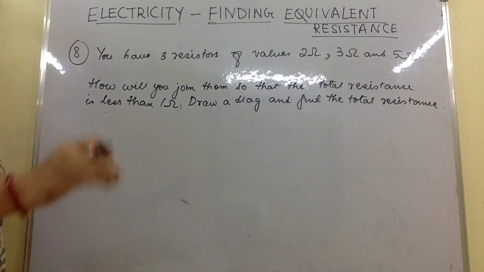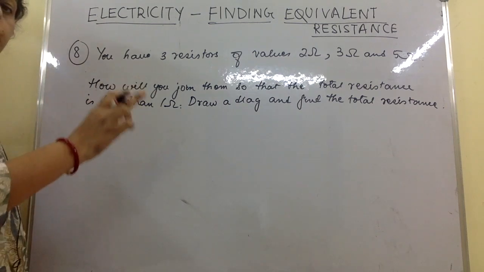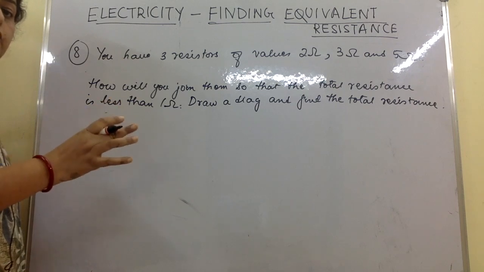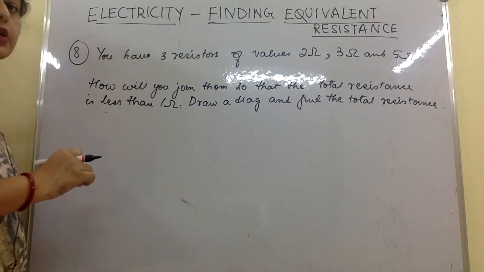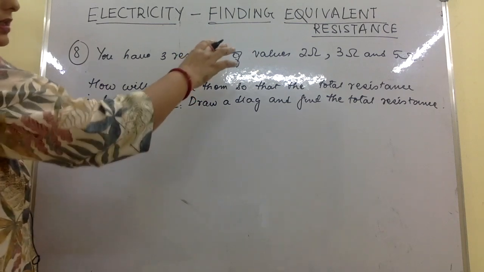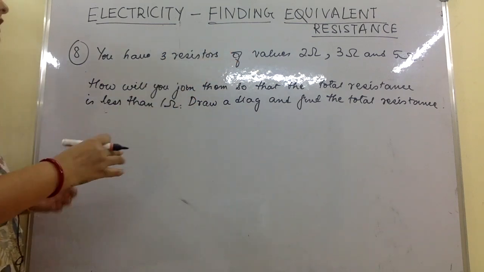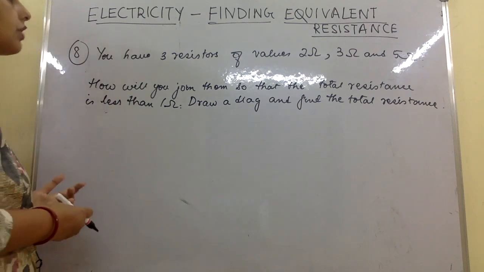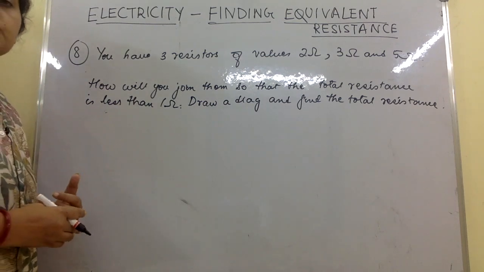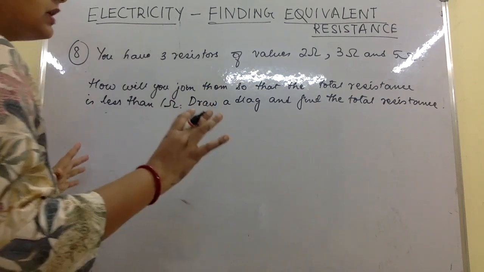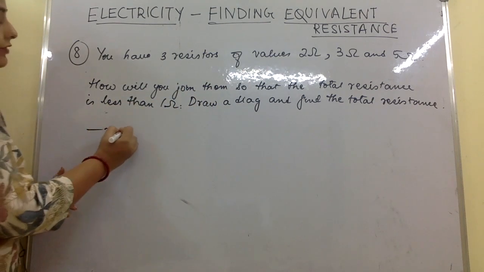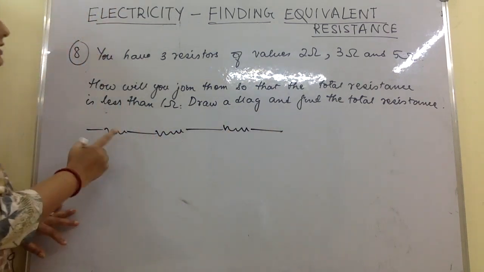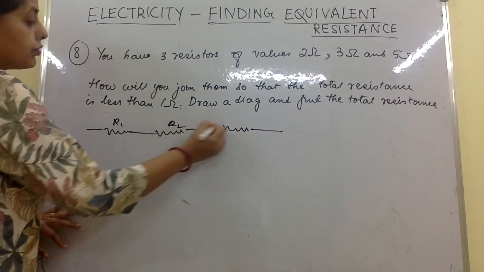You have three resistors of value 2 ohms, 3 ohms and 5 ohms. How will you join them so that the total resistance is less than 1 ohm? So they have told three resistors, the resistances are given and you have to join them. Now they didn't tell you whether it is going to be parallel or series. Very clearly one thing is there, that if we have them in series, the formula for series is R1 plus R2 plus R3.